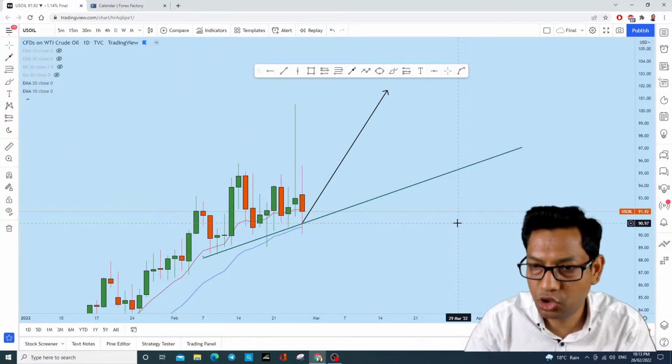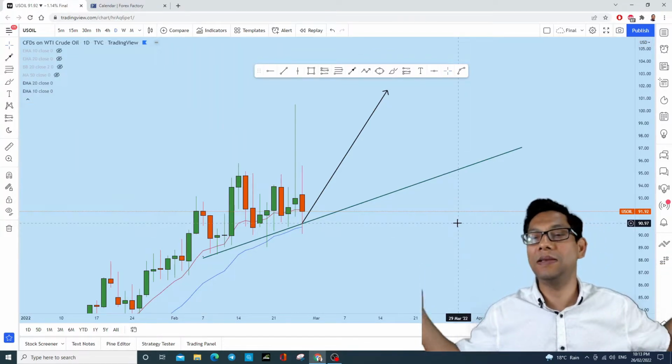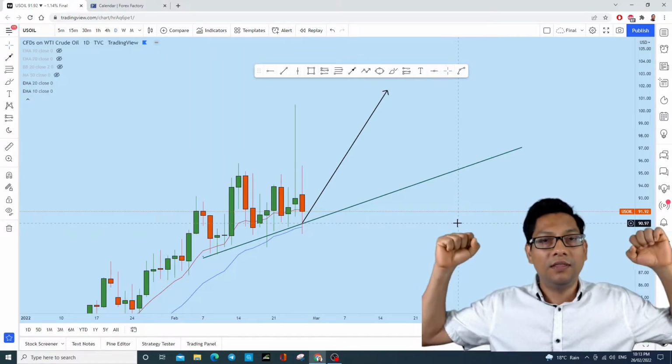The zone is 90.97 or 91 around. That will be our plan.